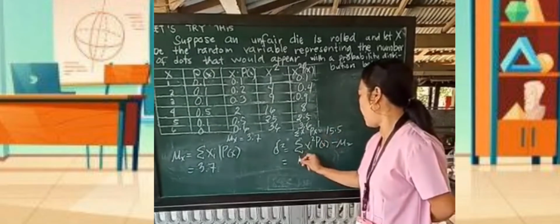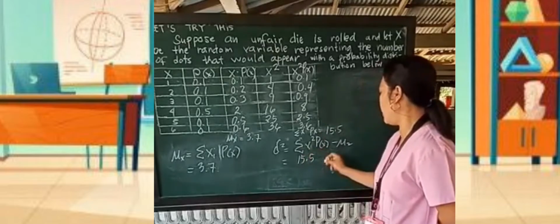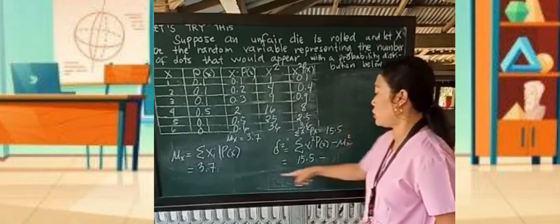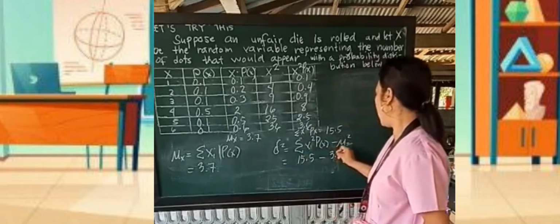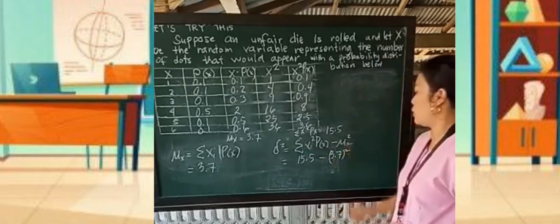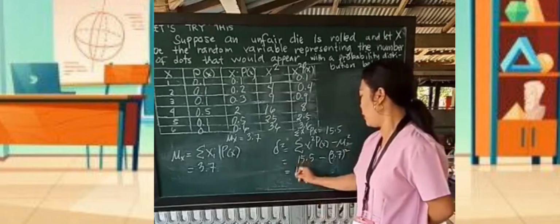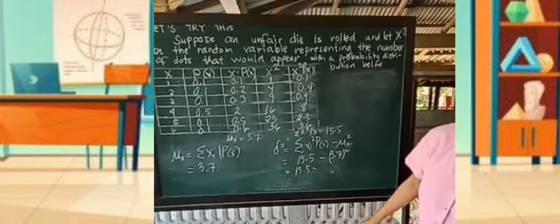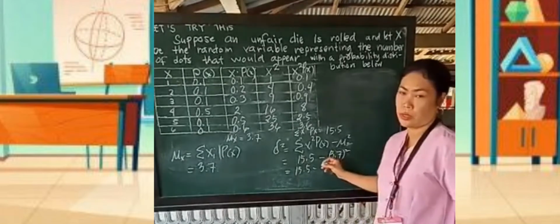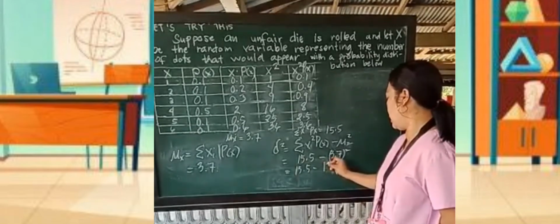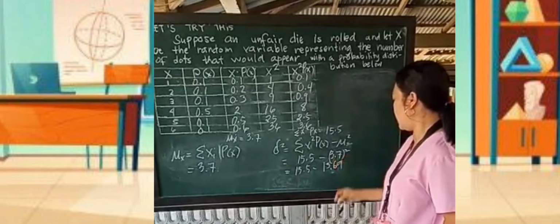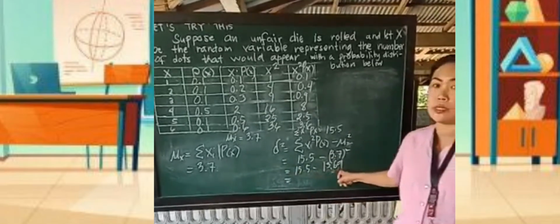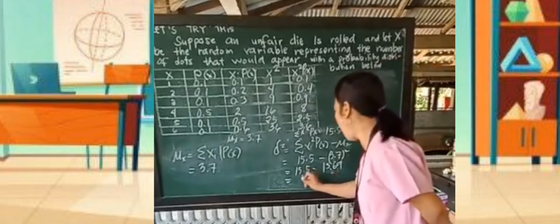So 15.5 minus the mean squared. So that is 3.7 squared. So 15.5 minus 3.7 times 3.7, that is 13.69. And 15.5 minus 13.69, that is 1.81.